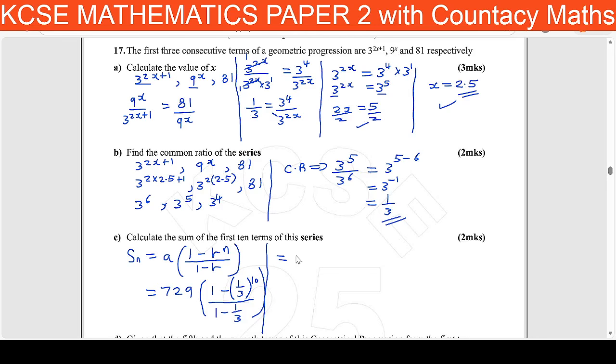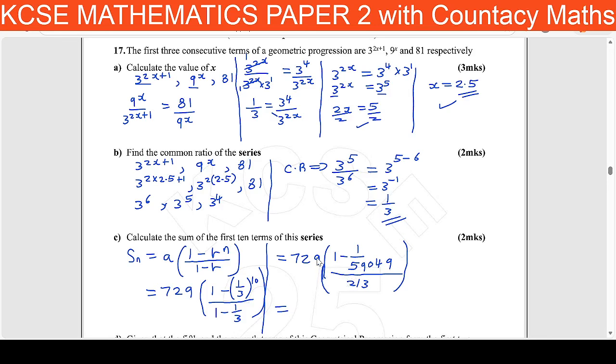So what you're going to get here is 729, and then we have 1 minus 1 over 3 to power 10. What is 3 to power 10 actually? That's a huge number. That is 1 over 59,049. At this case, when you use your calculator, there is no harm with that, and you'll not be penalized for that. 1 minus 1 over 3, that's 2 over 3. That was pretty straightforward.